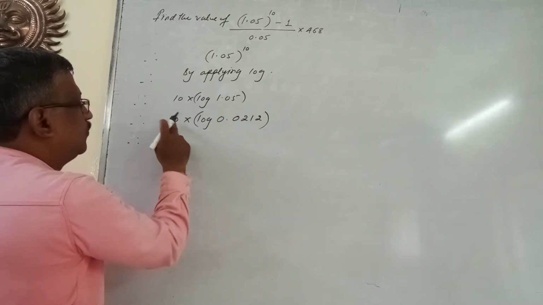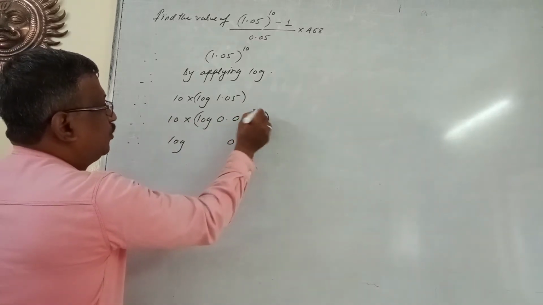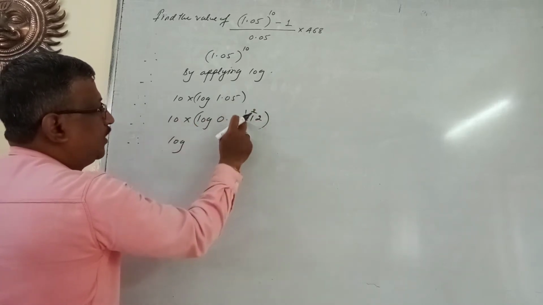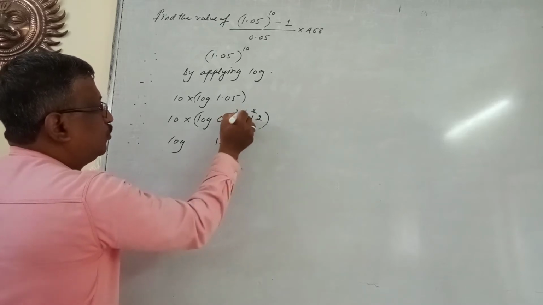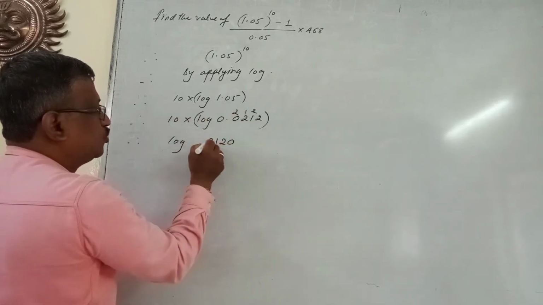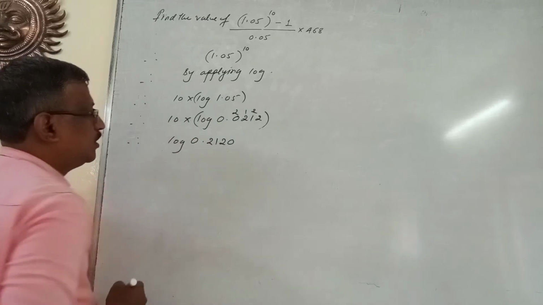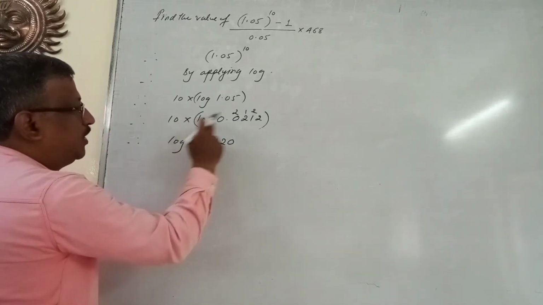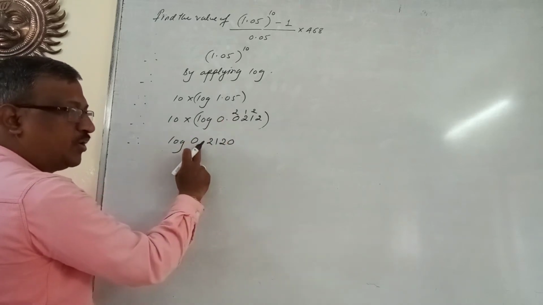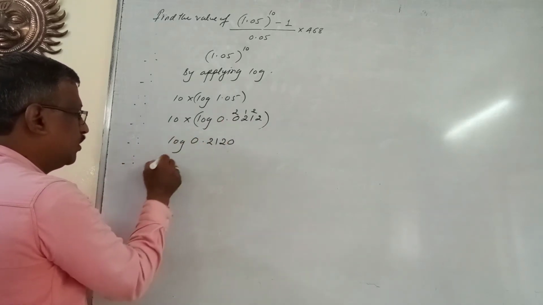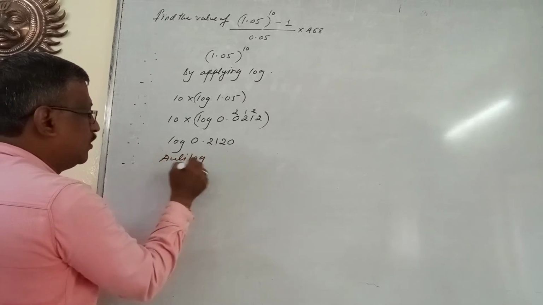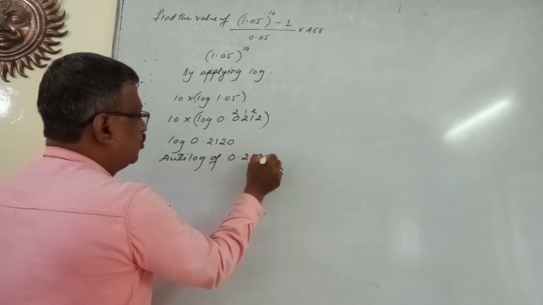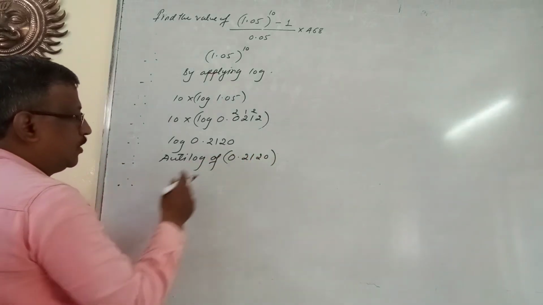So it is log: 10 into 2, it is 20, carry 2; 10 into 1, 10 plus 2, it is 12, carry 1; 10 into 0, 0 plus 1, it is 1; and 10 into 0, it is 0. So it comes to log of 0.2120. Whatever value you have got after multiplying, you have to see the anti-log of this log. So you have to write the anti-log of 0.2120, and now go for anti-log.